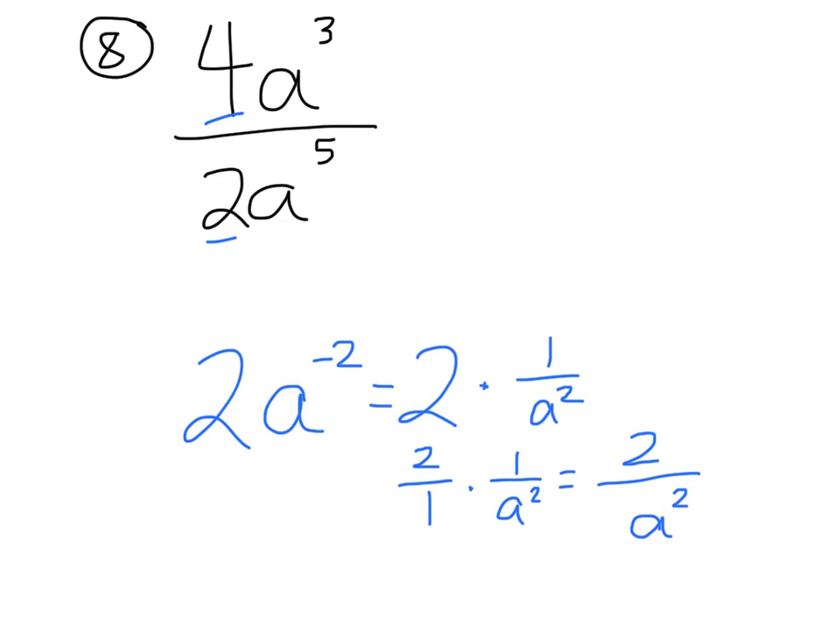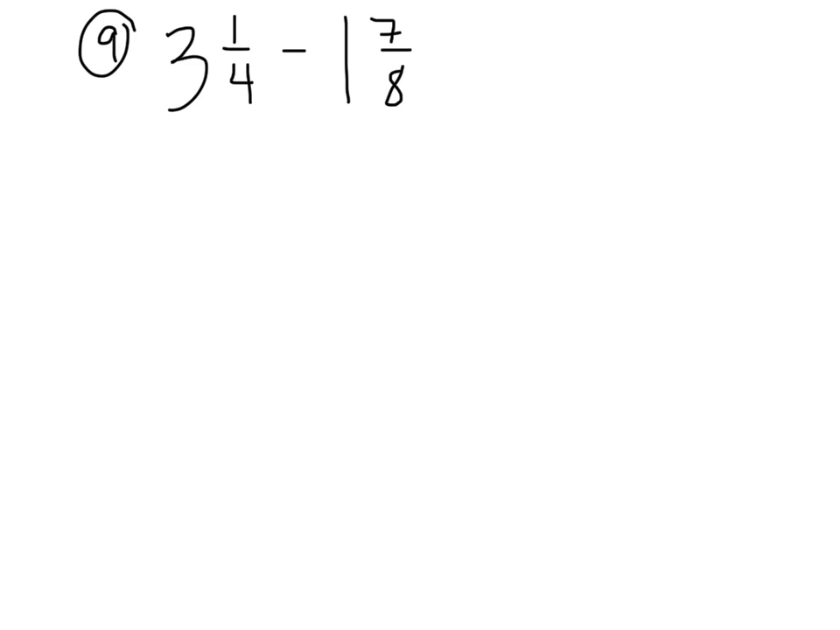over a squared. Okay, next question, 3 1/4 minus 1 7/8. Since I'm subtracting, I must get common denominators. So 3 2/8 minus 1 7/8. Now I'm going to subtract the fraction part, 2/8 minus 7/8. I can't do that, I don't have enough eighths. So I need to borrow one. I'm going to borrow from this 3. So he's now a 2.